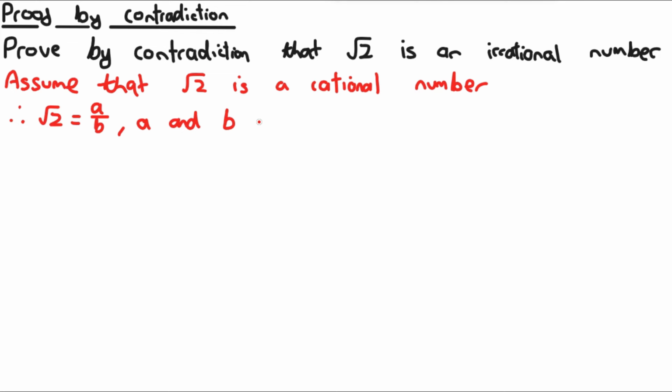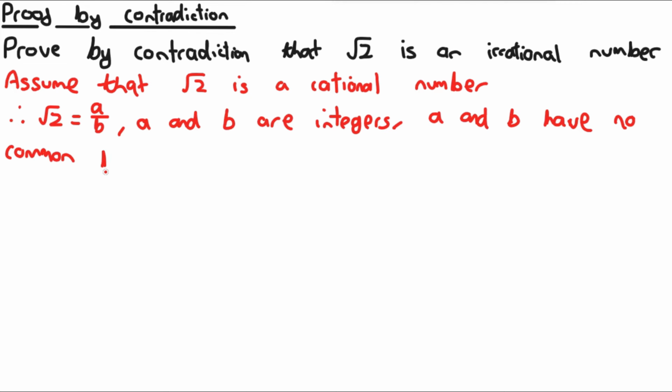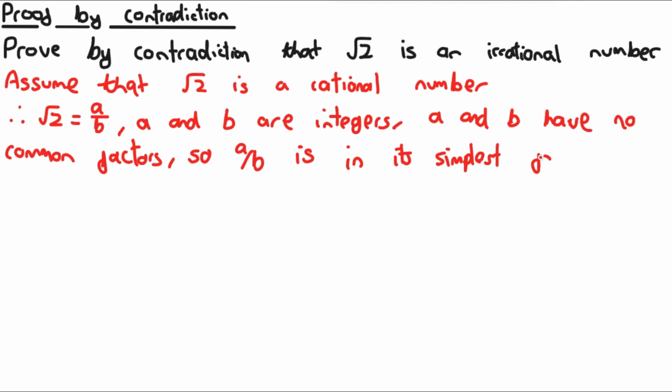This is just what we did before. And another important thing that we need to clarify: a and b have no common factors, so therefore a over b is in its simplest form. So what does this mean? Well, we've expressed it in the rational form here, a over b, where a and b are integers. But we need to clarify that a and b have no common factors.